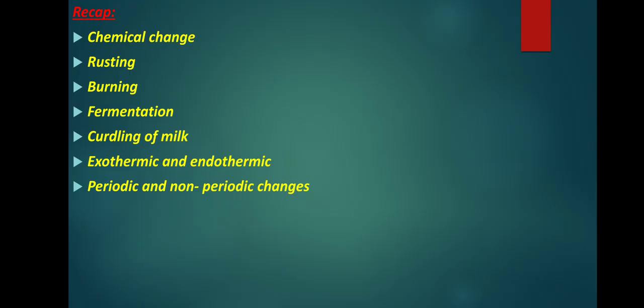Next one, fermentation. Fermentation is the process in which microorganisms such as yeast and certain bacteria break down sugar solution into alcohol and carbon dioxide. The next one, exothermic and endothermic. Exothermic. Similarly, burning of food also releases heat and light. Such changes in which heat is released are known as exothermic changes. The next one, endothermic changes.